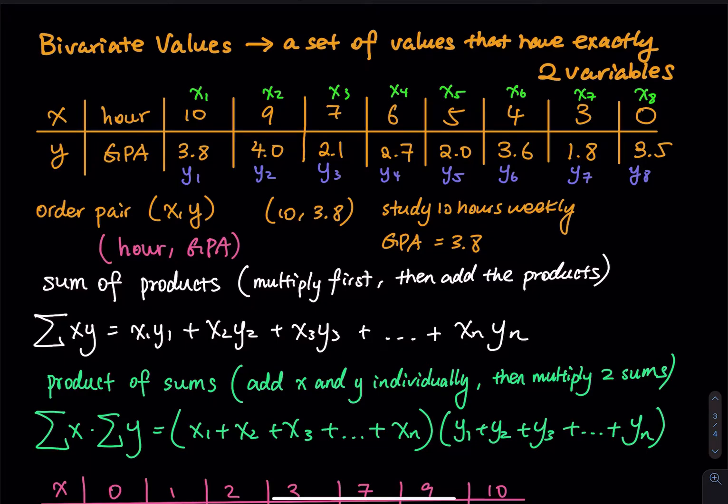So let's take a look at the first pair. The first pair is X1 equals 10, Y1 equals 3.8. So the first student studies 10 hours per week and maintains a 3.8 GPA. The second student studies 9 hours per week and maintains a 4.0 GPA. So we have a total of 8 students in this data. And if you take a look at the last student, the 8th student studies 0 hours per week and maintains a 3.5 GPA. So you can take X1, Y1 as an ordered pair, X comma Y.